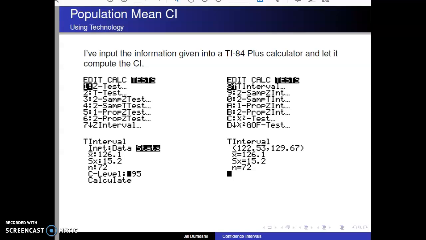The output is shown in the last screenshot. The confidence interval is exactly the same as we got with our formula calculation.